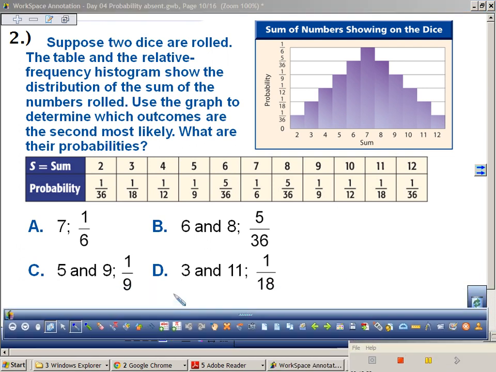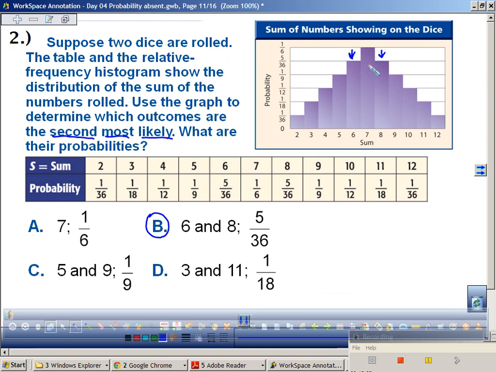Okay, so hopefully you guys are ready. So going to the next page would be B. It says, use the graph to determine which outcomes are the second most likely. Second most likely. This is the first most likely, so these 2 are the second most likely. So 6 and 8.